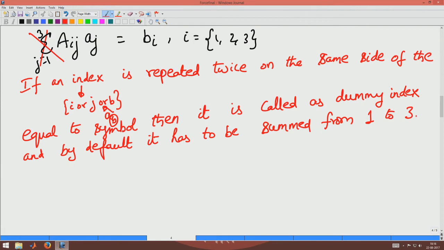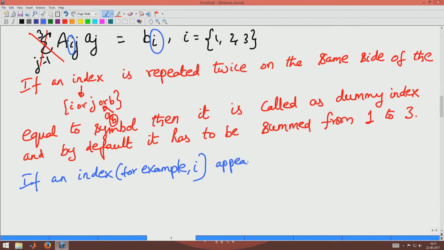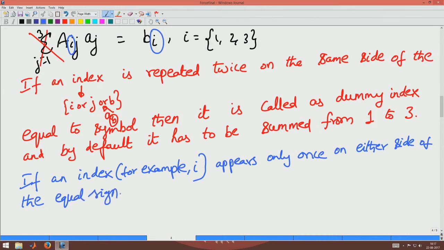from 1, 2, 3. Okay. In contrast, this index i, which appears on either side of the equal to sign, is called a free index. If an index, for example i in the above equation, appears only once on either side of the equal sign, the index is called a free index.